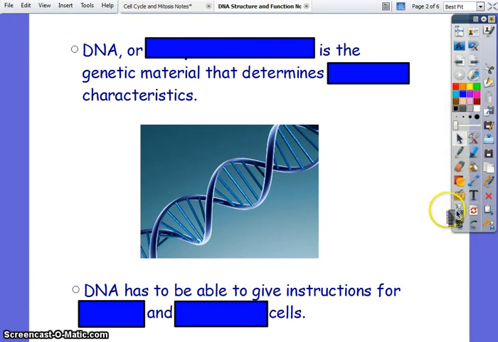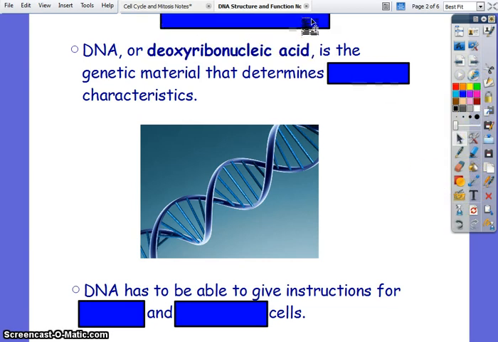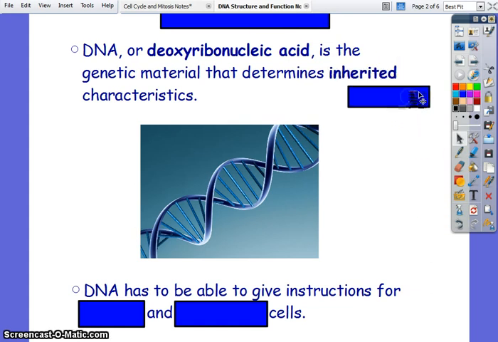Alright, so first off, DNA stands for deoxyribonucleic acid. And this is the genetic material that determines all of your inherited characteristics. So any physical trait that you can see, you probably got from your parents, and those came through their genes, which have been passed on from generation to generation.